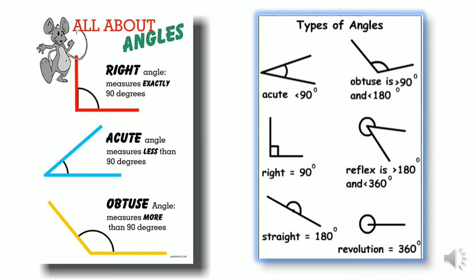Okay children, acute angle is less than 90, obtuse angle is more than 90 and less than 180, right angle is exactly equal to 90 degrees. And we have some more angles: reflex angle, straight angle, and full angle, the complete angle. So these are the angles that we have.